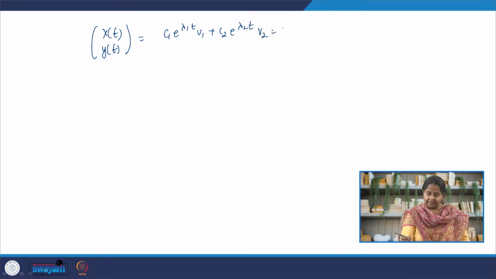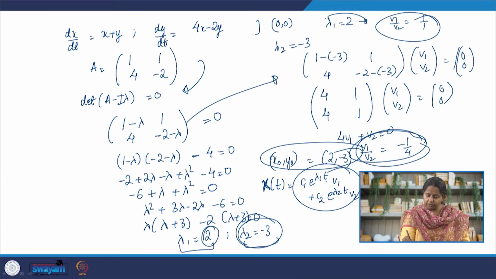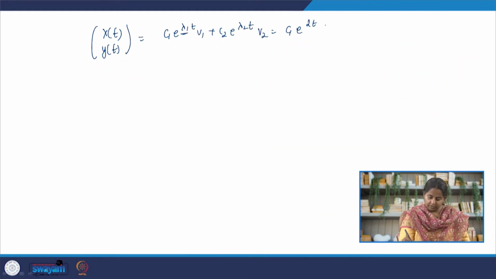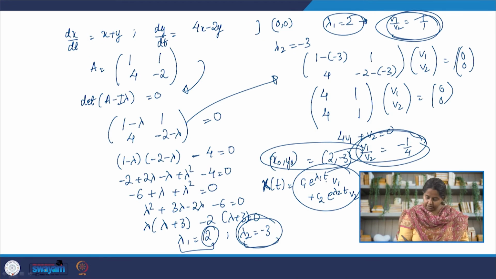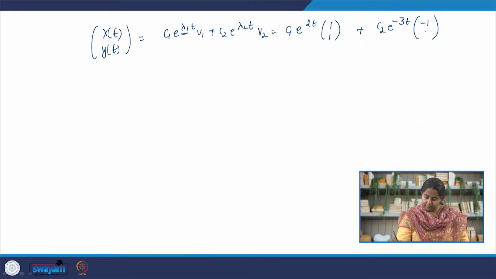Which we can write like this: C1 e^(2t). Corresponding to lambda 1, our eigenvector was (1, 1). The second eigenvalue is -3, and corresponding to eigenvalue -3, our eigenvector is (-1, 4). Okay, so this is our solution, and we can write it like so.